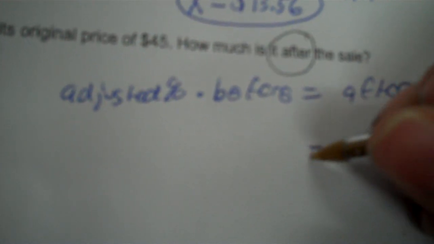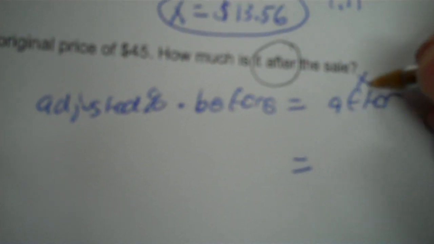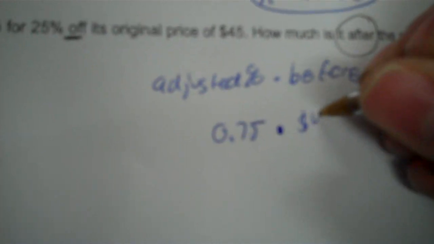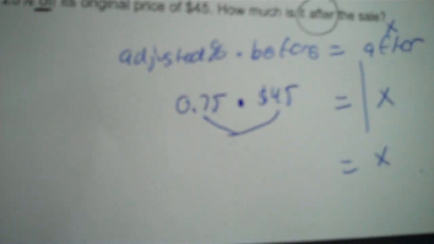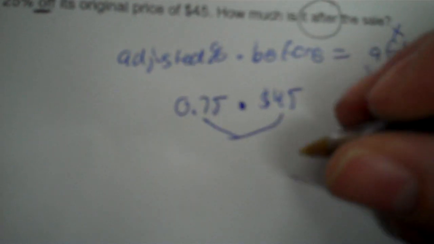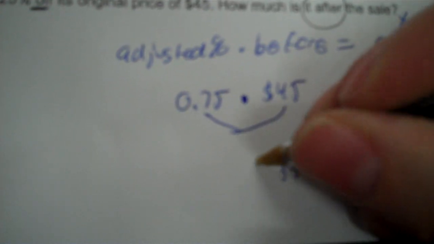Okay, now I have to find how much it is after the sale, so there's my X, so equals X. Now your adjusted percent, you take 100%, subtract 25%, that's 75%. So 0.75 is going to be my adjusted percent factor. Okay, now the before amount is $45. So find where your X is at, and the X is all by itself. So all I do is go to the other side and just perform that operation. 0.75 times 45. And this is a money problem, so I want 2 decimal places right there. So $33.75. Okay.